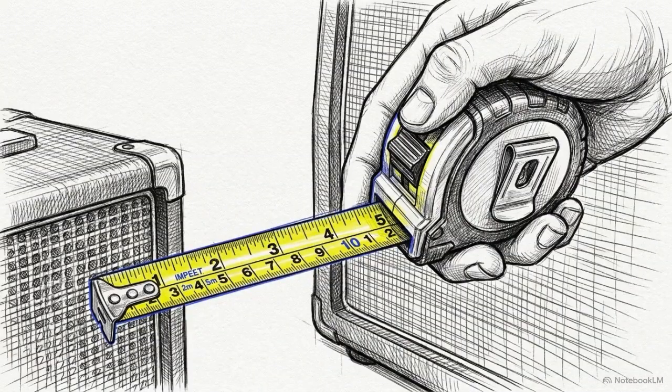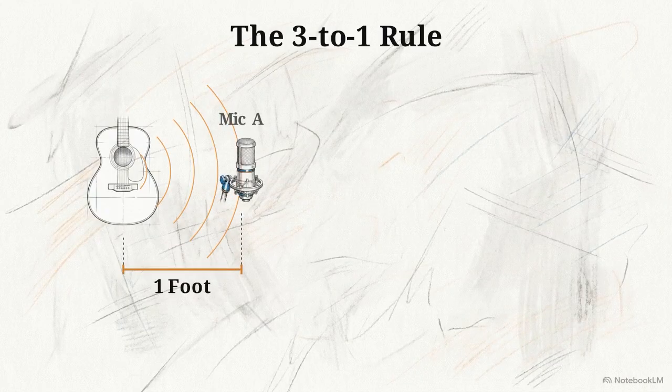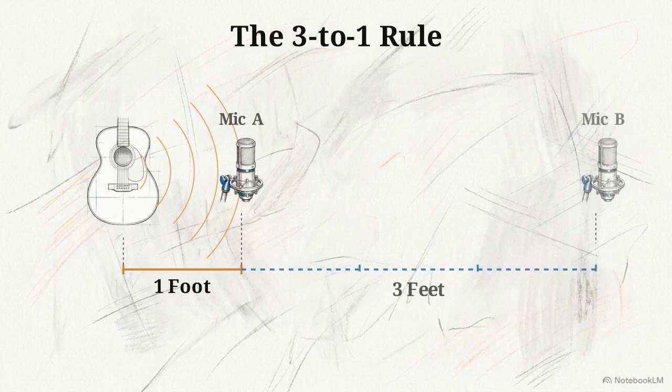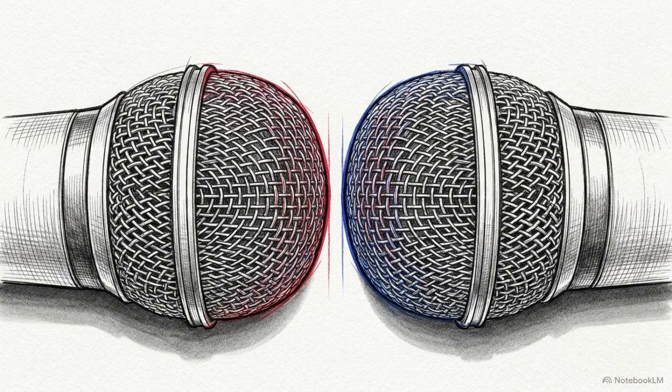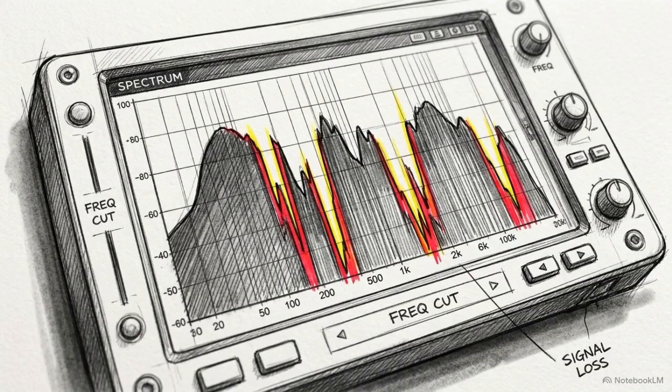To avoid it, audio engineers use guidelines like the 3-to-1 rule, ensuring that if one mic is 1 foot from the source, the second mic is placed at least 3 feet away. Sound waves move fast. Neglecting even tiny fractions of a millisecond of physical distance between your microphones directly translates into missing frequencies and a profound loss of sonic power.